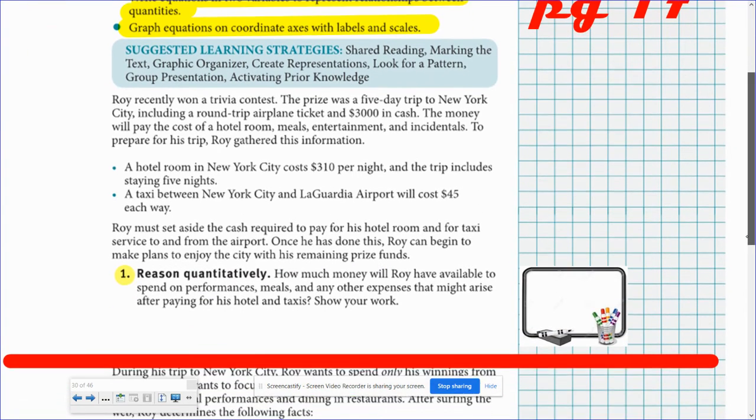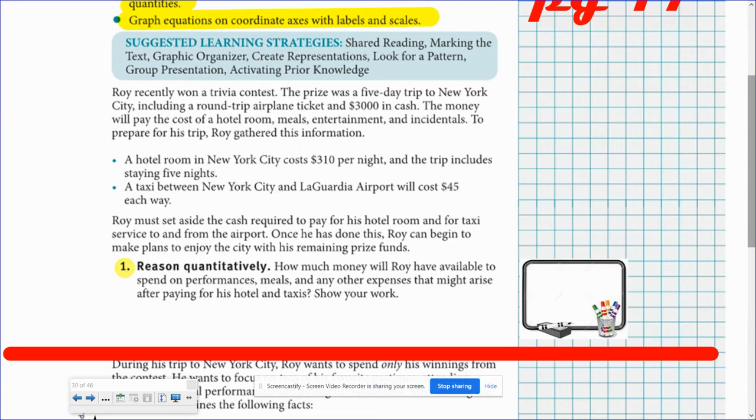So read along with me this scenario that we have here about Roy. Roy recently won a trivia contest. The prize was a 5-day trip to New York City, including round-trip airplane tickets and $3,000 in cash. The money will pay for a hotel room, meals, entertainment, and incidentals. So to prepare for his trip, he gathered the following information. He knows the hotel room is going to cost $310 per night, and he's going to be staying for 5 nights. A taxi between New York City and the airport is going to cost $45 each way.